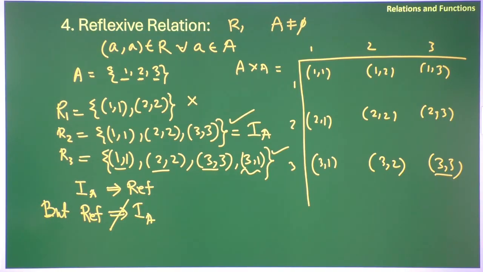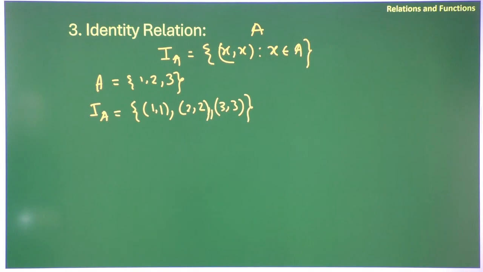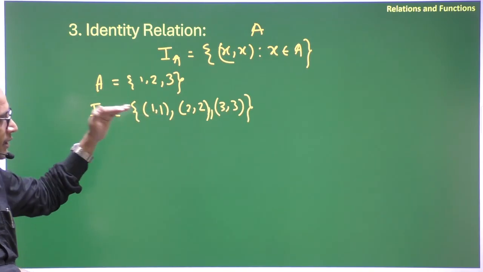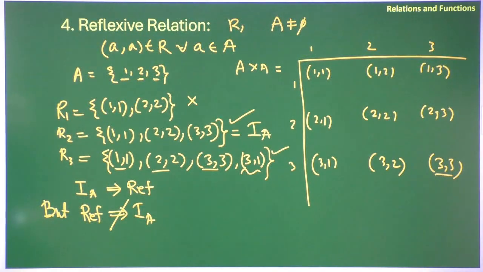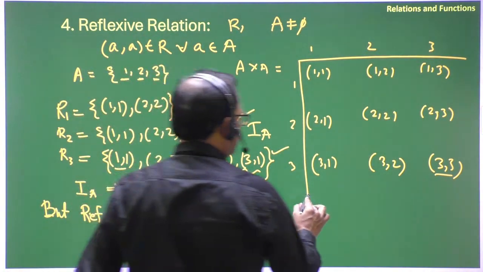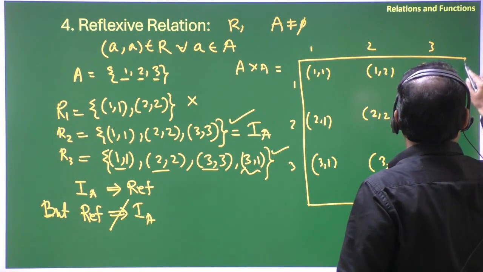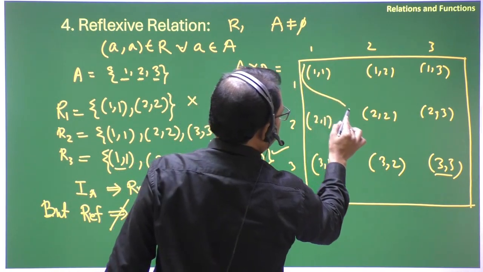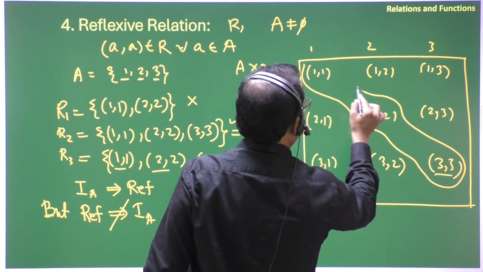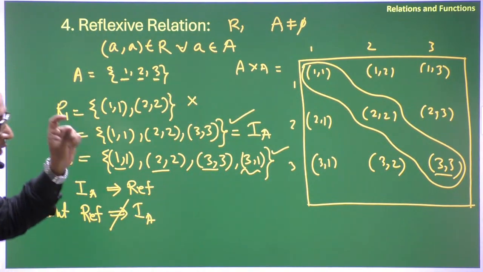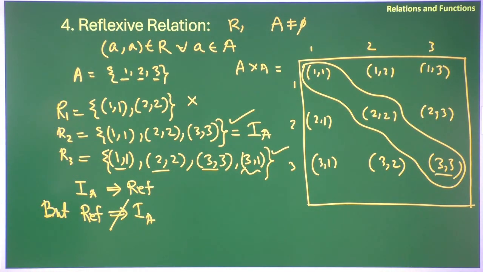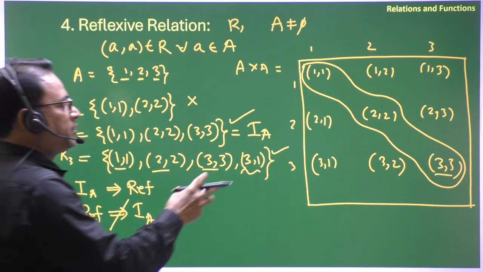Now, if I have a set A and ask how many identity relations you can define, only one identity relation can be defined on the set. You have to choose all the diagonal elements. But what about reflexive relations? If the set is given, how many reflexive relations can you define? First of all, this diagonal part is compulsory. You have to take all these elements; there is no choice. For every diagonal element, you have only one option. Now, what about the remaining elements?